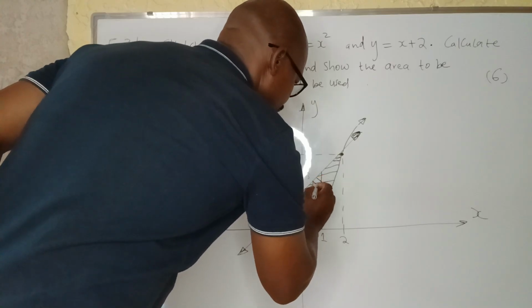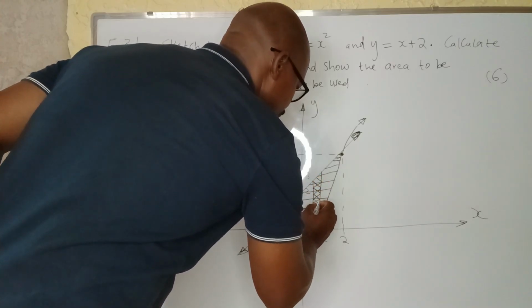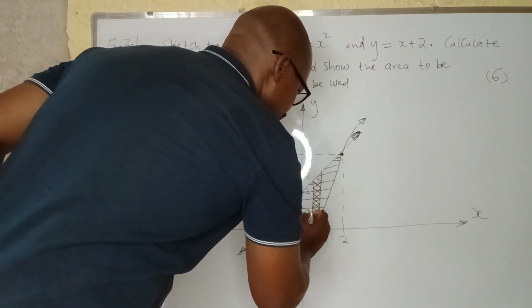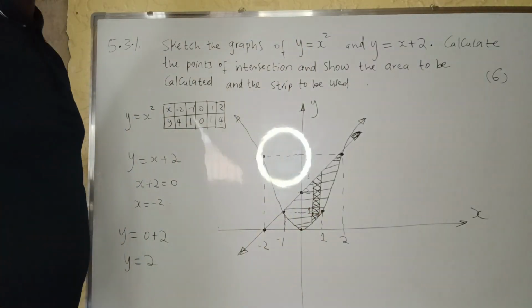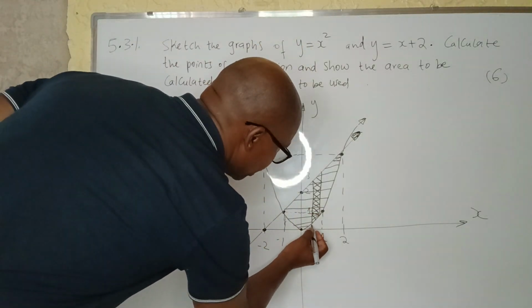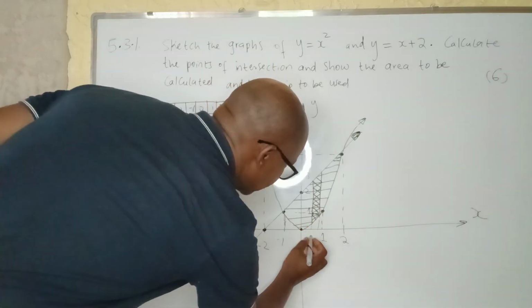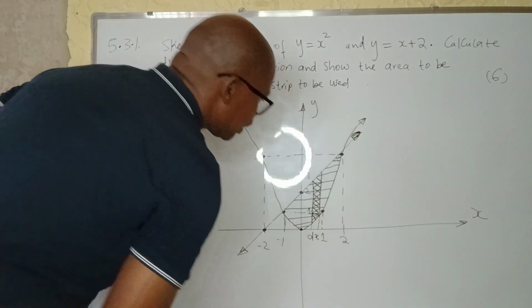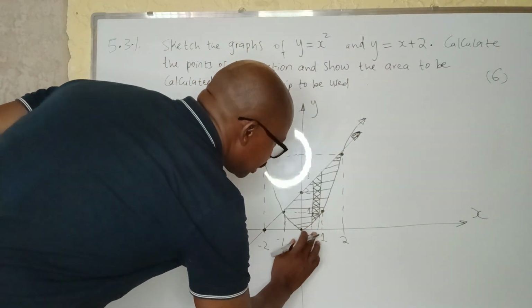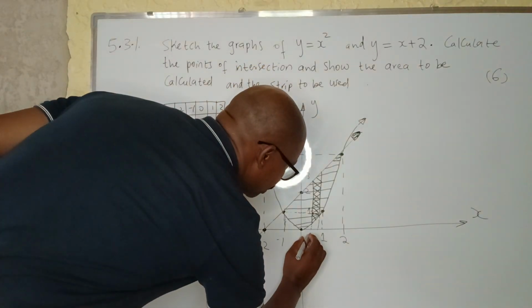This is the strip. There we are. This is the strip. Look at the strip. And because we are here, you can see that is the strip. This is the strip to be used.